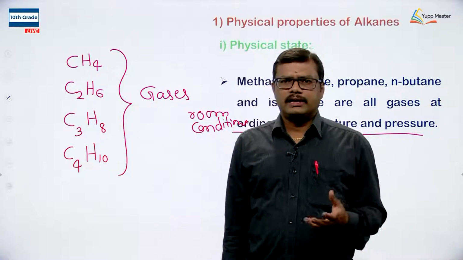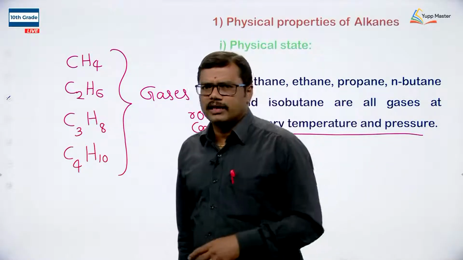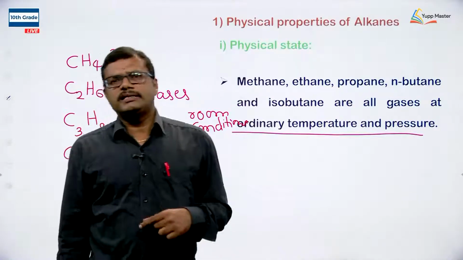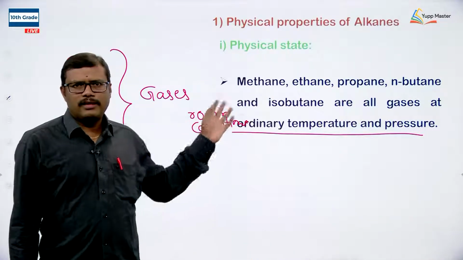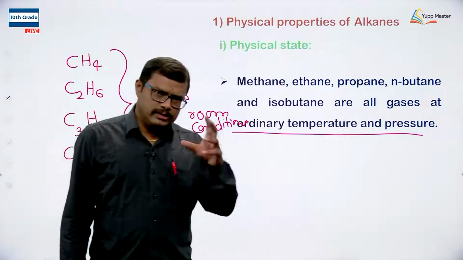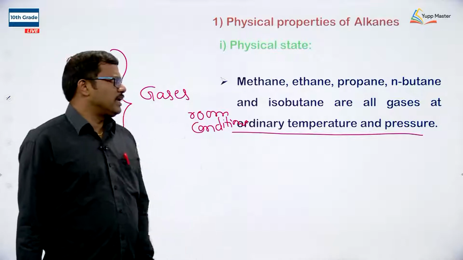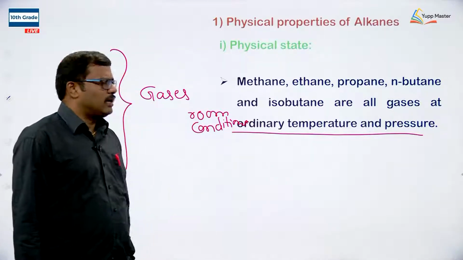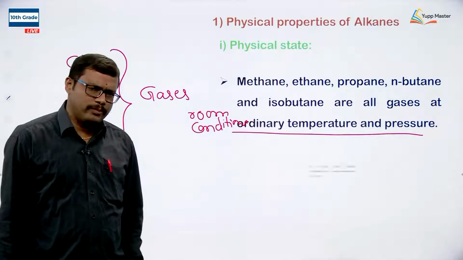How is the bike running? The bike is running because of the burning of petrol. How are the vehicles running? Because of the burning of diesel. So, burning of diesel and burning of petrol is nothing but burning of hydrocarbons only, right. So, they provide energy, they are energy sources. Of course, the first members methane, ethane, propane, butane, isobutane are all gases. They exist as gases at room temperature.